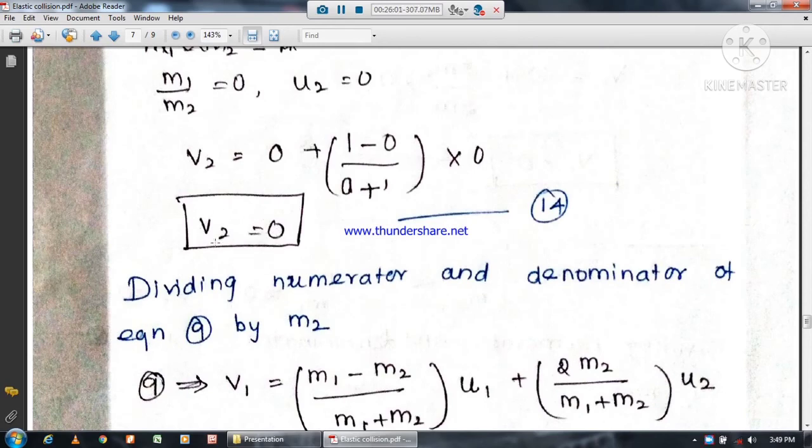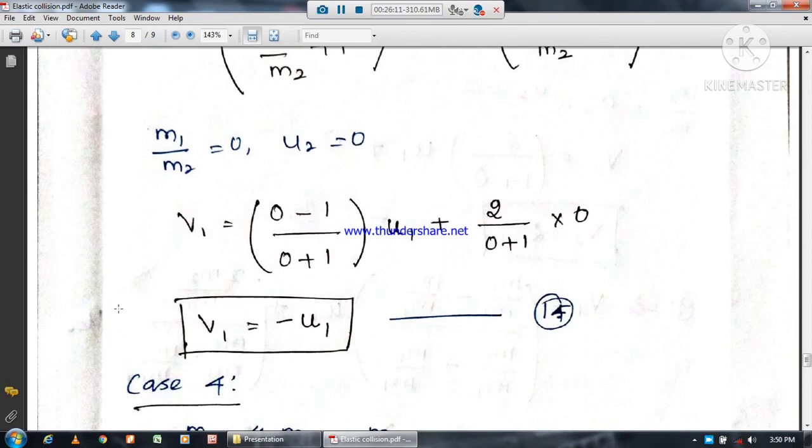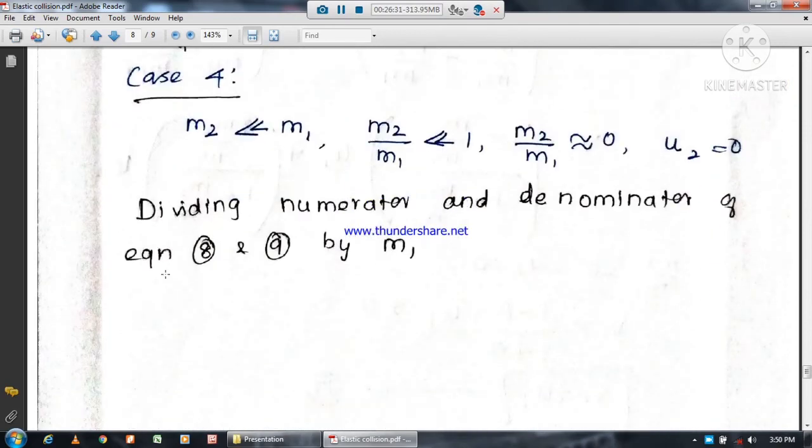Here the second body is heavier, so it is at rest. There is no change in the second body, so it remains at rest after the collision. For example, when you throw a ball at a wall, the ball returns back in the opposite direction, right? Here the ball is lighter than the wall. The wall remains at rest. There is no change in the wall. The ball will return back in the opposite direction. This is the example when the first body is lighter than the second body.